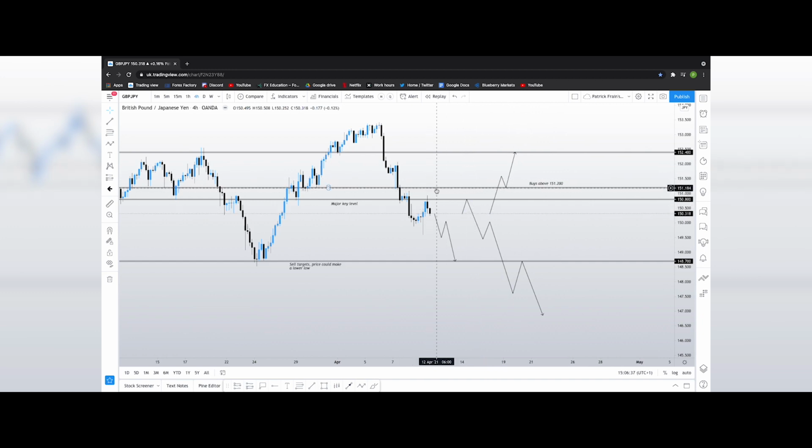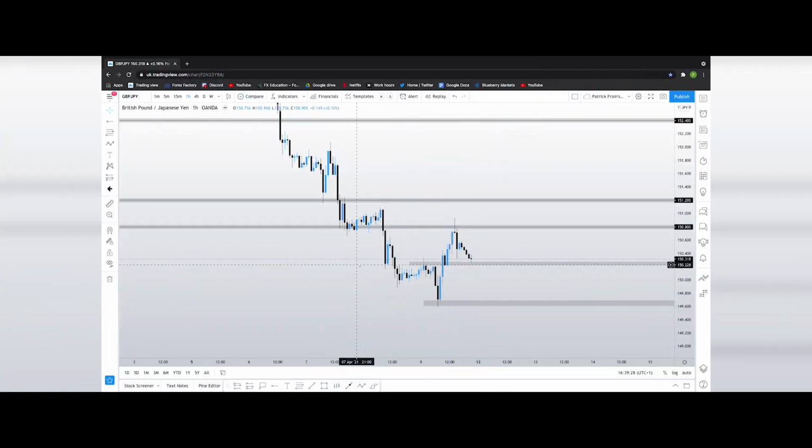However, I do want to see price making higher highs and higher lows on the hourly time frame before I take these buys. Moving on to pound yen guys, looking at the major level here at 158.00, we can see the break and retest here.